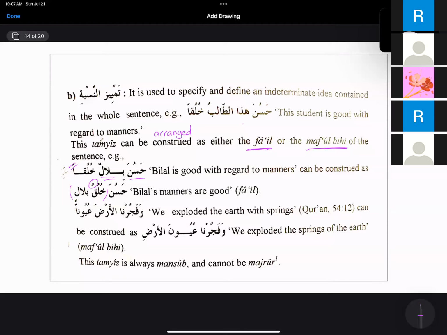Then in the Quran Pak we say وَفَجَّرْنَا الْأَرْضَ عُيُونًا. We exploded the earth, right? عُيُونًا. In what sense? In spring wise, right? So عُيُونًا is the tamiz over here, but we can rearrange this sentence وَفَجَّرْنَا عُيُونَ الْأَرْضِ. Right? Wafajarna, and we exploded uyun al ardi, the springs of the earth. And now uyuna is maful bihi.